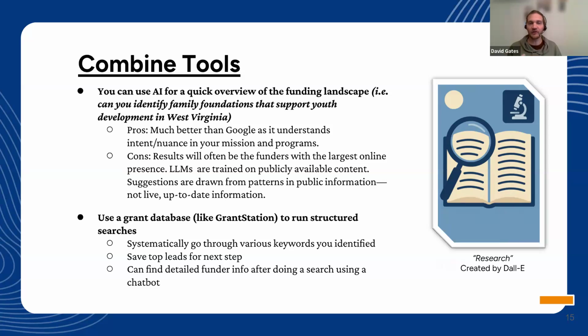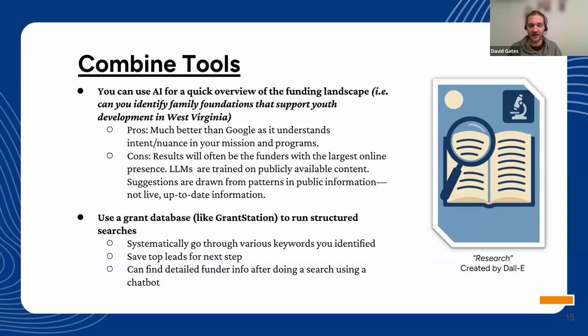The con, however, is that the results will often be funders with the largest online presence. These large language models like ChatGPT or Gemini are trained on publicly available content, so suggestions are drawn from patterns in public information, not necessarily live, up-to-date information. So the funders who have the biggest online presence, who release lots of press releases, are in the press, and have a well-structured website, are going to be the ones the large language model finds first. And those might be the easiest for you to find as well.